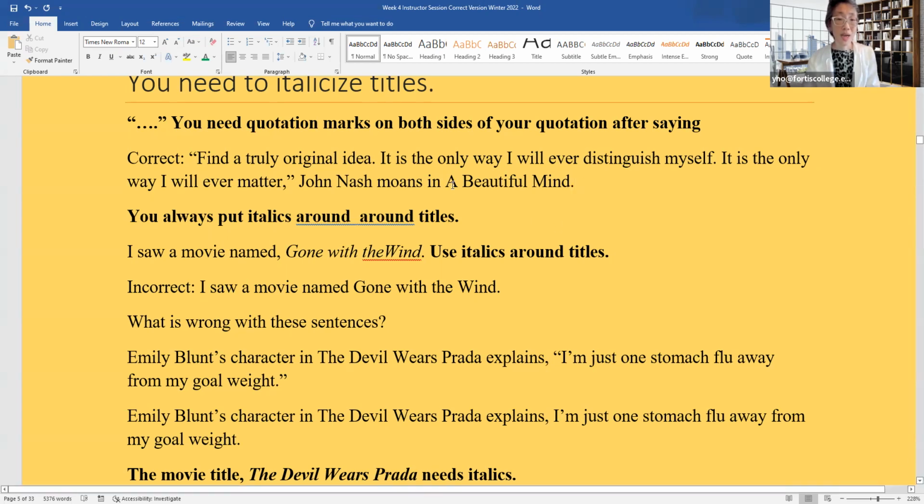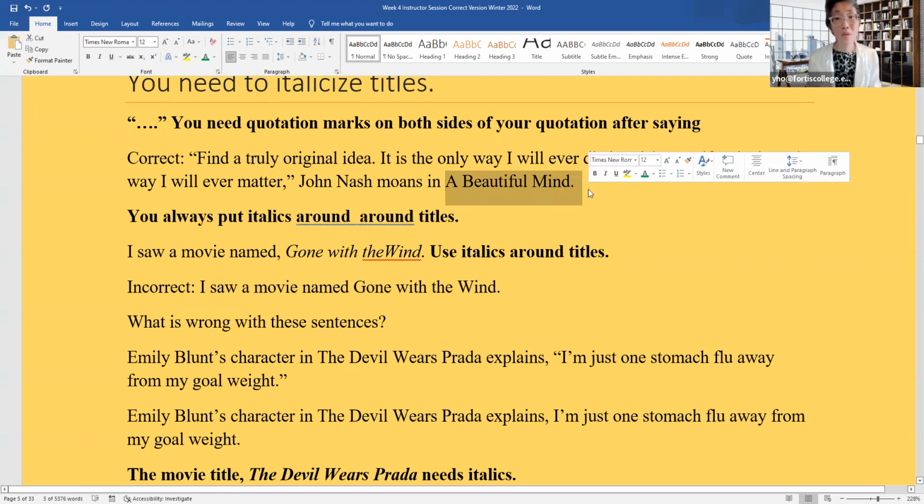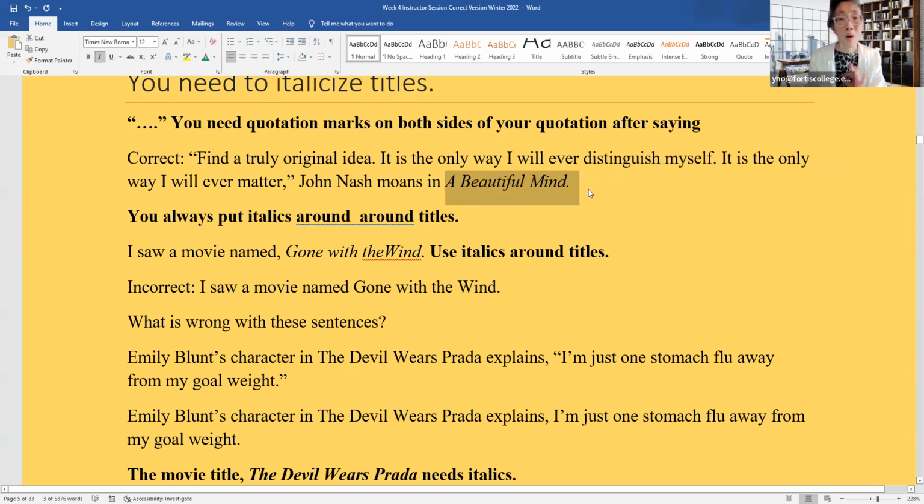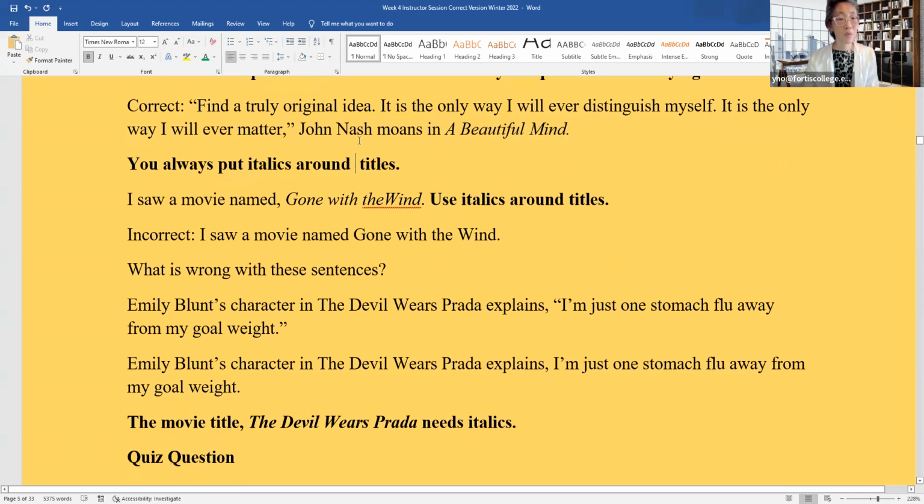So you always have to italicize movie titles, book titles, and when you write your APA, you also have to italicize the article name after you write the author name, the date, and when you write the article name, you also have to italicize the title. And so you always put italics around titles. Okay. I saw a movie named Gone with the Wind.